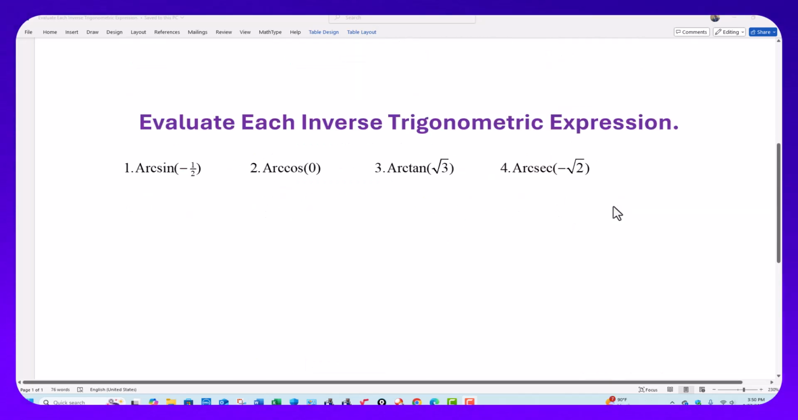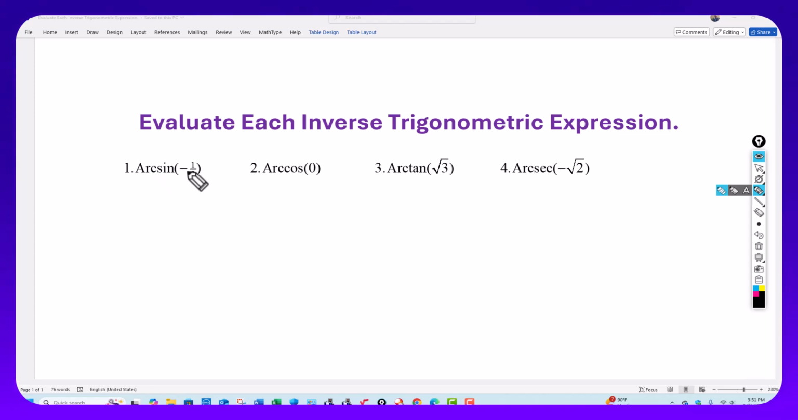So let's look at the first one then. We want the arcsine of -1/2. So that's the same as saying we have y equal to arcsine of -1/2. So this simply means that I want the sine of both sides here. Sine of y gives me -1/2. Remember, y is an angle. It represents the angle whose sine is -1/2. So I'm looking for an angle that has a sine of -1/2.